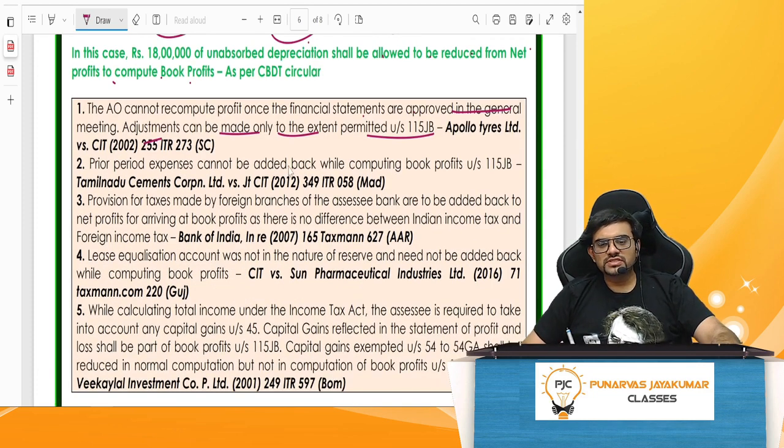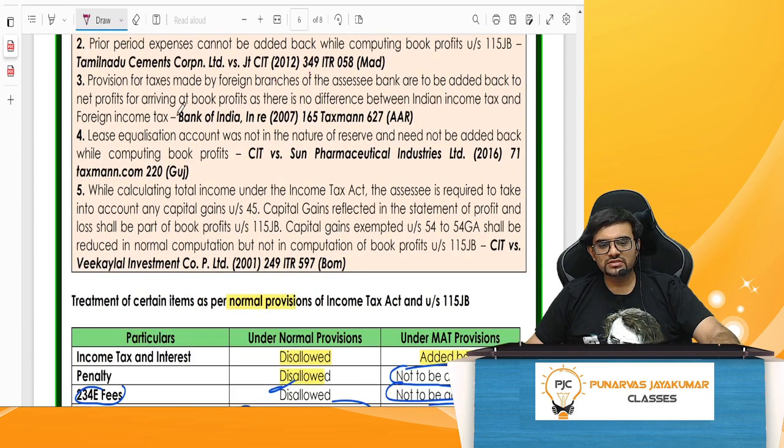Then prior period expenses cannot be added back, already discussed. Provision for tax made by foreign branches is to be added back to net profits in arriving at book profit. There is no difference between Indian income tax and foreign income tax. It should be added back. Lease equalisation account was not in the nature of reserve and need not be added back. Sorry, it is called lease equalisation account, need not be added back.